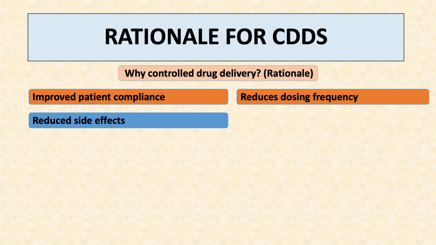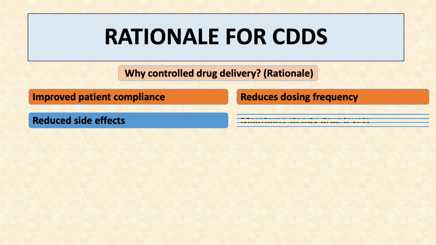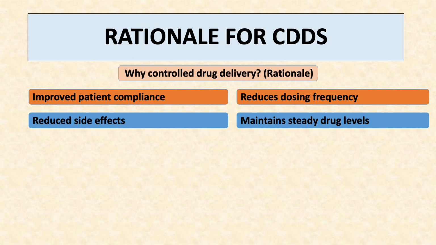Next, reduced side effects. In conventional dosing, high peak concentrations can trigger dose-related side effects. Controlled drug delivery system maintains steady drug levels, avoiding toxic peaks. For example, sustained release non-steroidal anti-inflammatory drugs reduce gastrointestinal irritation.